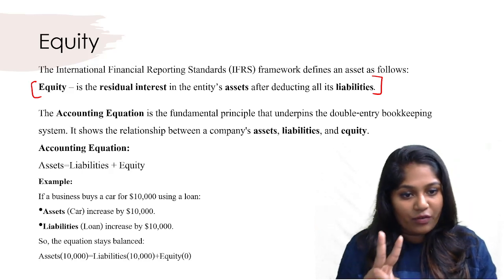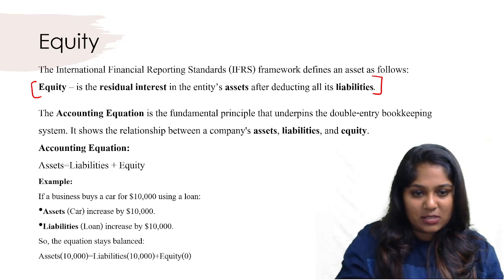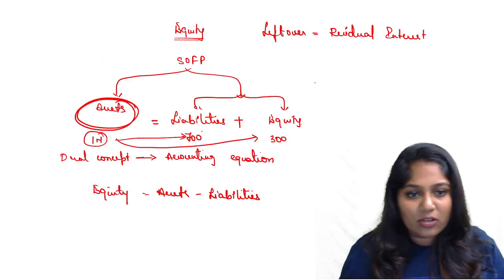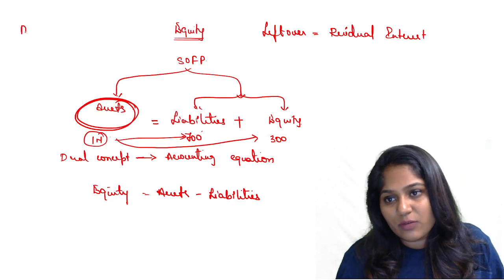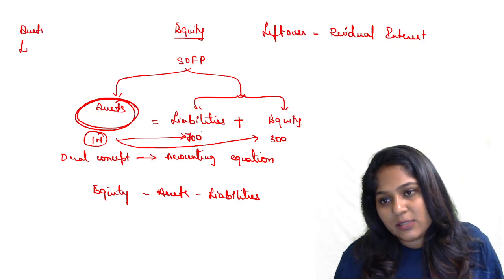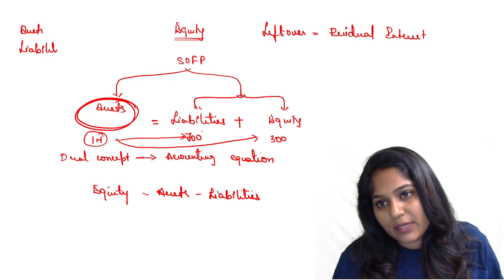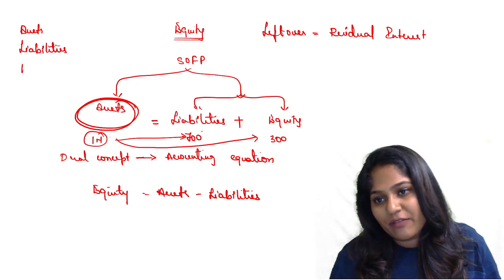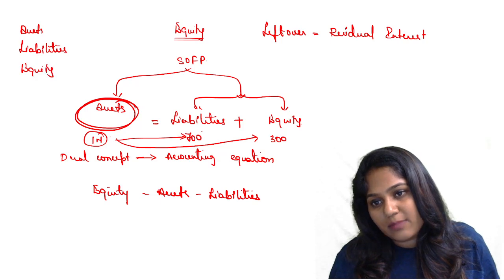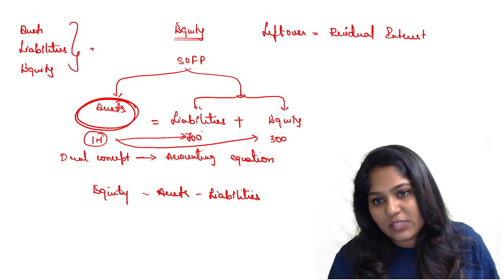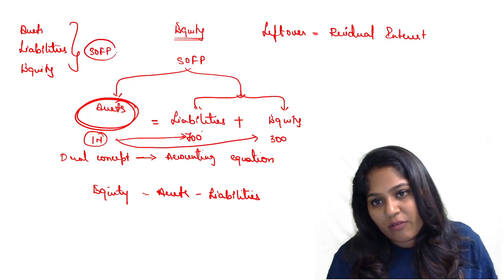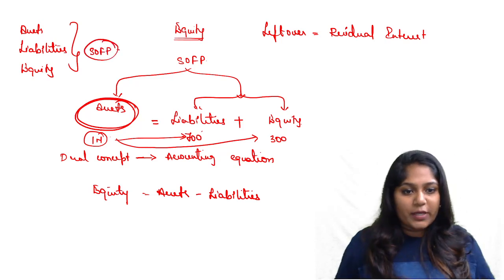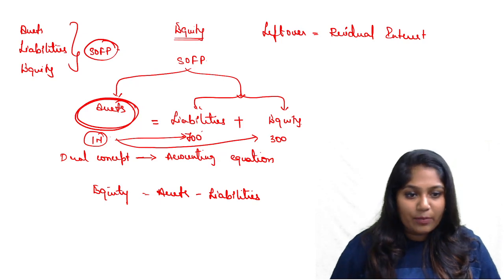Then we have two different elements, called income and expenses. But before I go there, if you see, we have dealt with three elements: assets, liabilities, and equity. All three come under one financial statement called the statement of financial position. Okay, so let's move to the next element, called income.